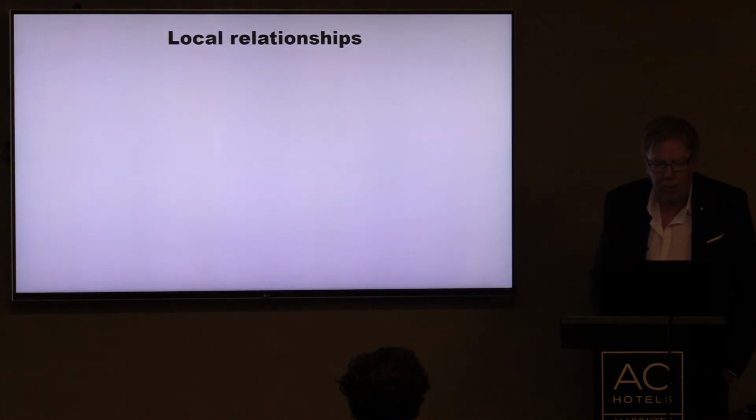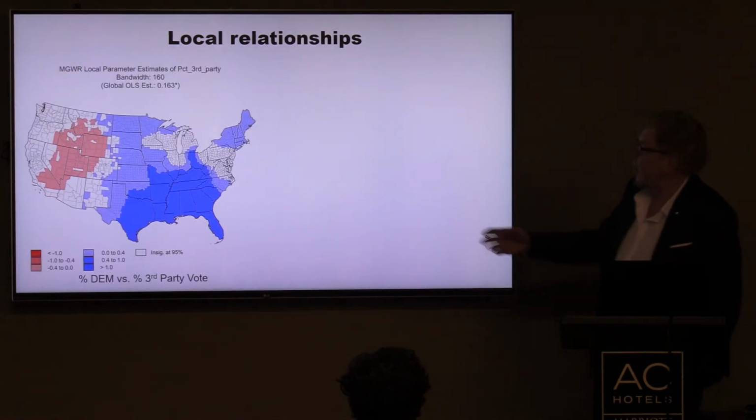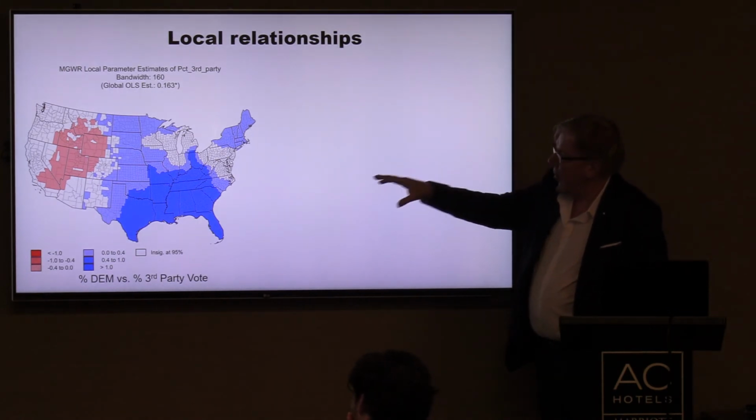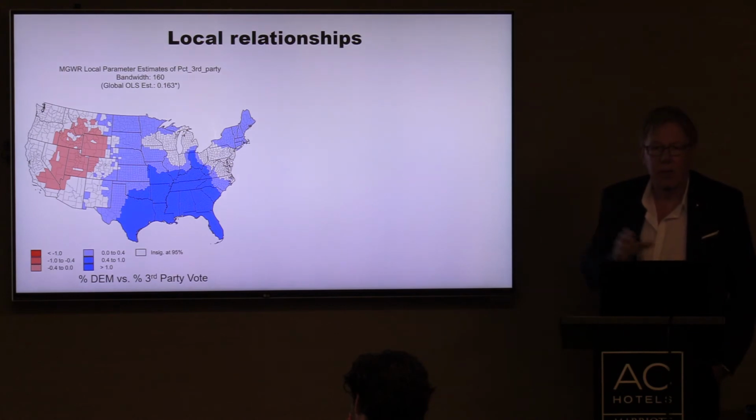And then you get local relationships. So here are two. This on the left is the conditioned impact of third-party votes on the vote for the Democratic candidate. And again, it's not uniform across the country. And why should it be? The third-party candidates were quite different.